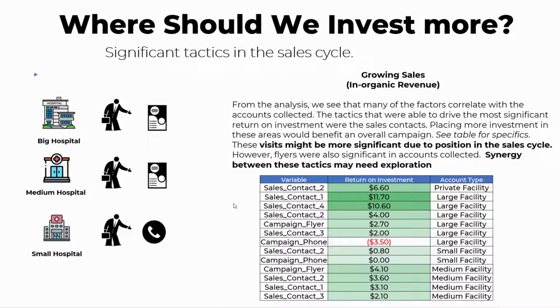However, we can see from the current analysis which of our campaigns work together. For example, we can see that flyer was significant for big and medium hospitals, and sales visit was significant for each hospital. However, the particular sales visit was different for each of our account types. Additionally, the phone for the small hospital didn't have any negative effect, which may indicate that it is intertwined with the sales visit and other campaigns.